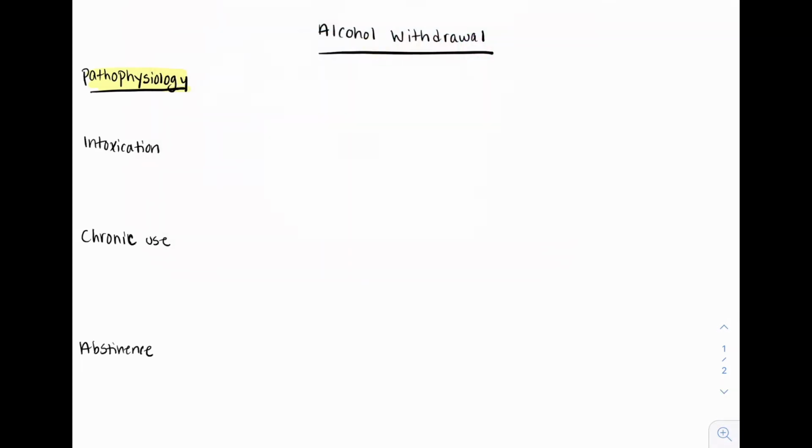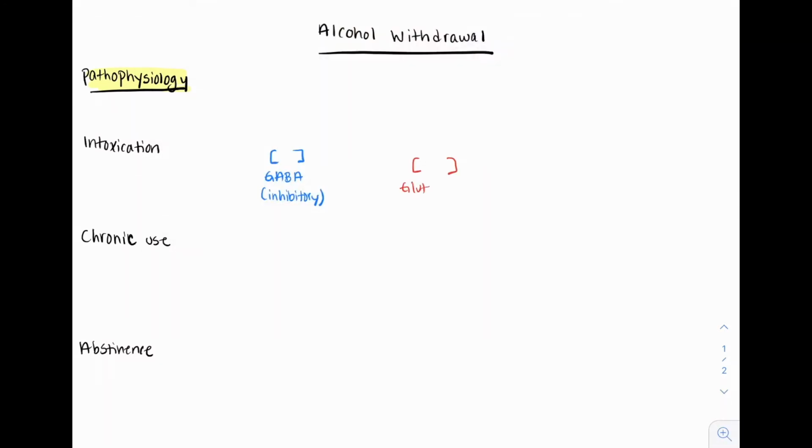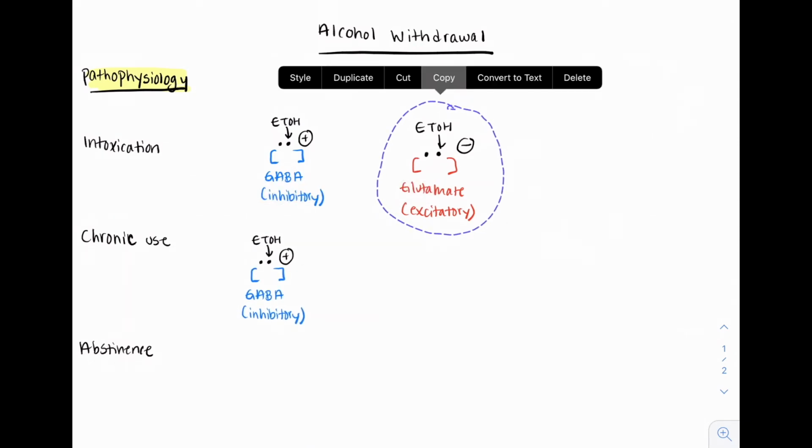During these phases, alcohol affects 2 important receptors in the nervous system: GABA, which has inhibitory effects, and glutamate, which has excitatory effects. In acute intoxication, when alcohol binds to GABA receptors, it enhances the inhibitory effect. When alcohol binds to glutamate receptors, it blocks the excitatory effect. This is what leads to the sedation effects seen in alcohol intoxication.